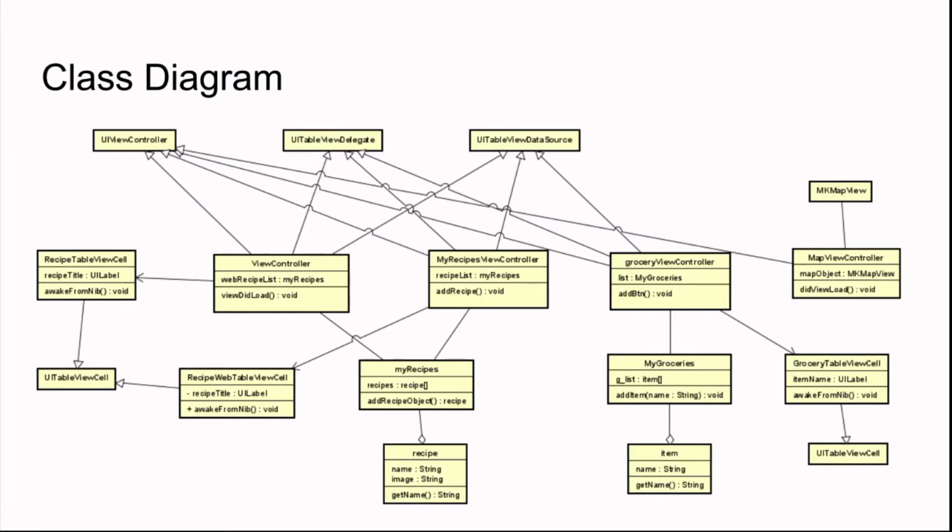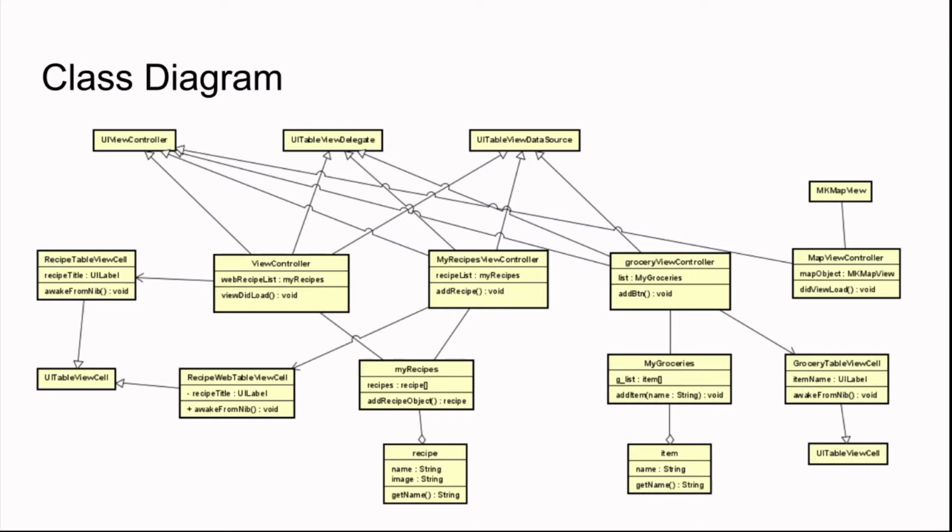There's a view controller for when you click to see your personal recipe list. There's a view controller for that, which includes a table view. So that view controller is also using the UI table view delegate class and UI table view data source class, similar to the main view controller, which has a table view, and then the grocery view controller, which also has a table view.